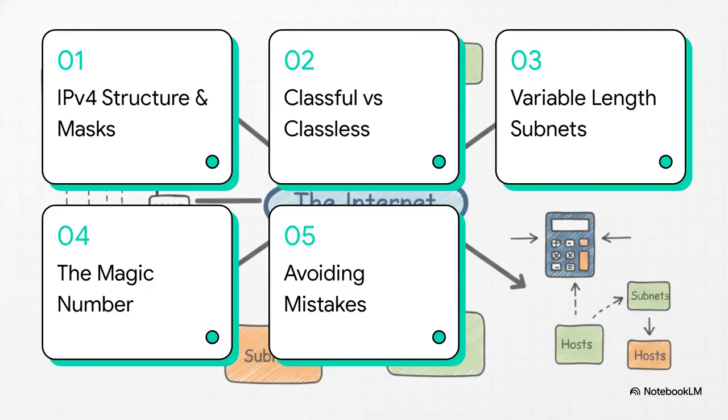So, here's our game plan for today. First, we'll look at IPv4 structure and masks. Then, we'll tackle classful versus classless routing, variable length subnets, the incredibly fast magic number technique, and finally, how to avoid some of the most common subnetting mistakes. Let's get right into it.